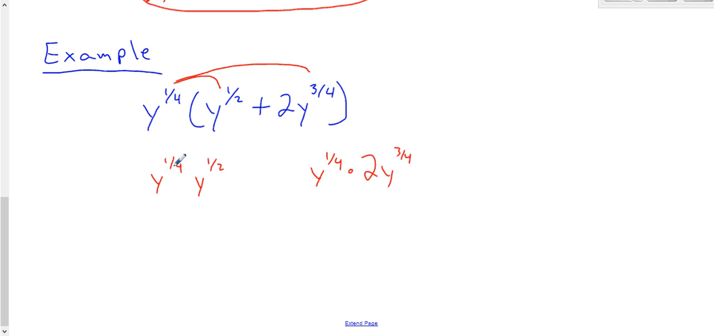So here, again, we just need to add these exponents. And 1/4 plus 1/2 is the same thing. I need a common denominator here, since 2 goes into 4. So I can multiply this by 2 on top and bottom. And I get 1/4 plus 2 over 4, which is 3/4. So I'm going to get y to the 3/4. That looks like a 9. Let me write that over.